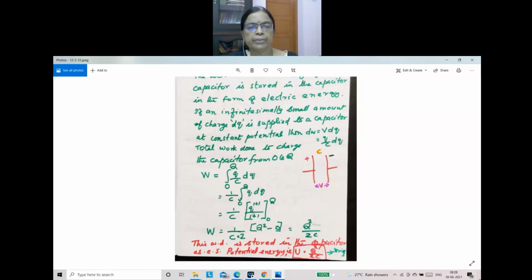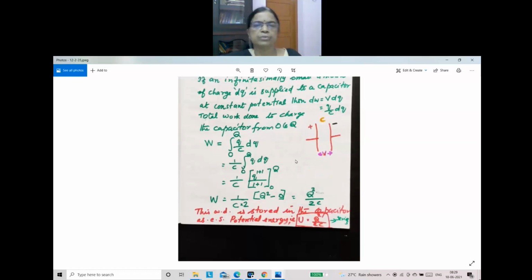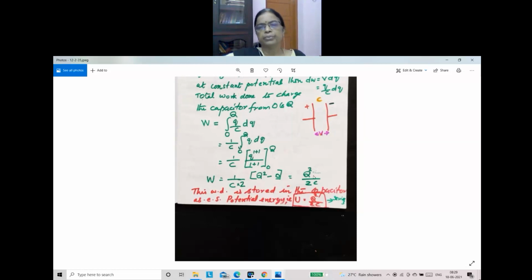Then q square by 2 you are getting. That 2 is taken to the left side. Then here small q square, upper limit minus lower limit, capital Q square minus 0, and we are getting Q square by 2C. This work done is stored in the capacitor as electrostatic potential energy. So we got the energy of the capacitor, U equal to Q square by 2C.